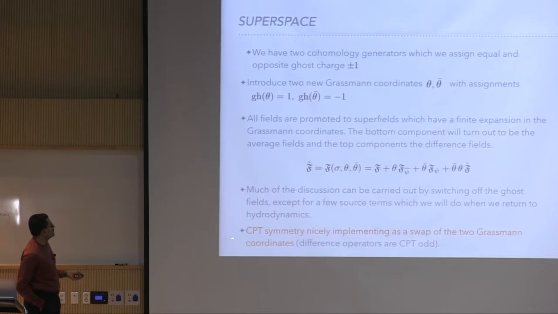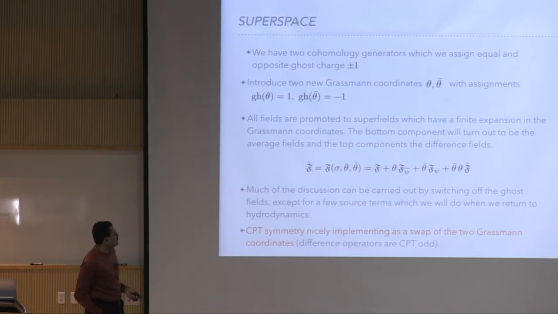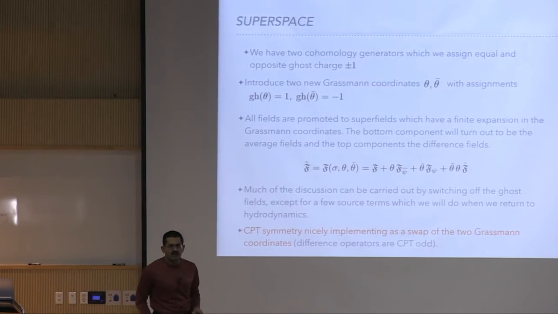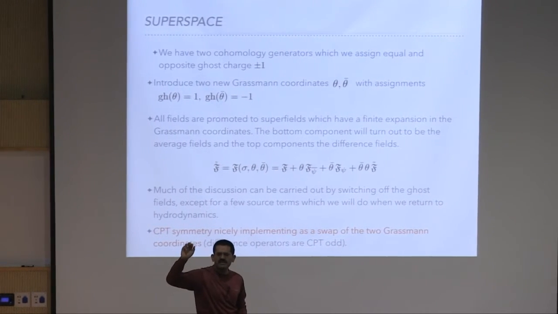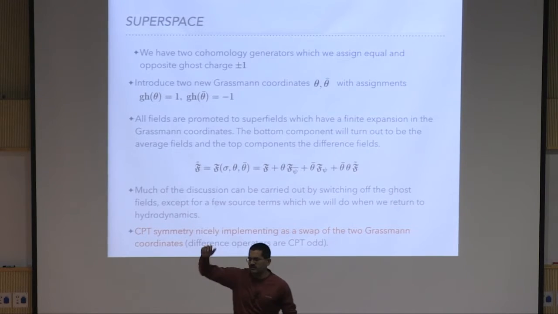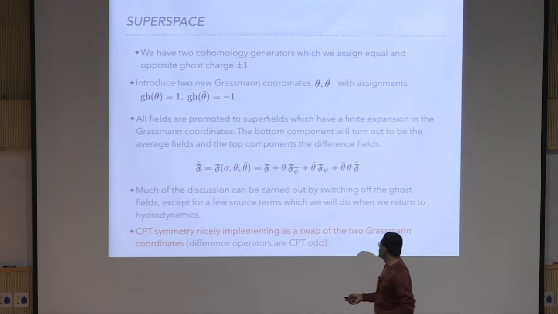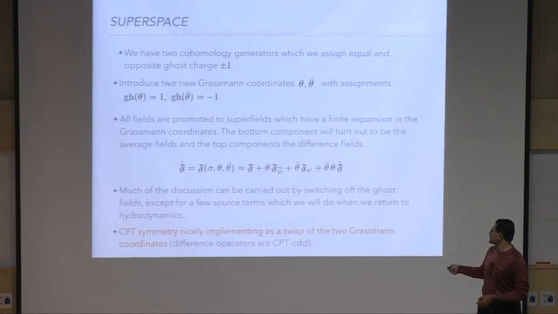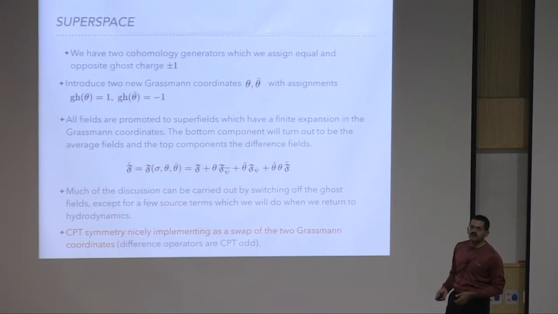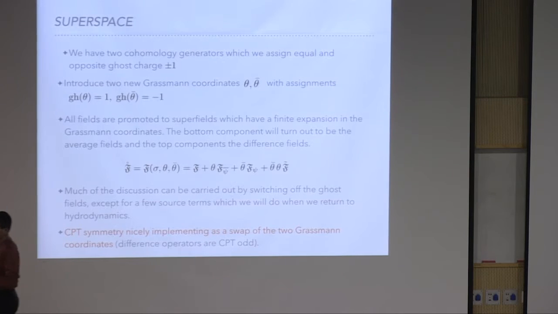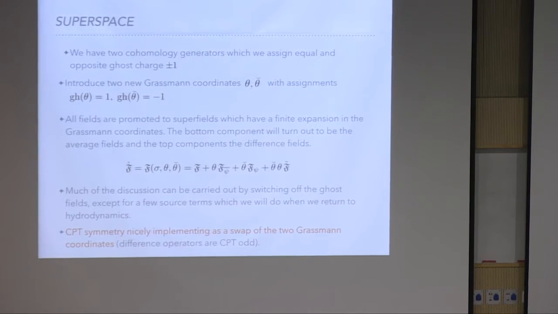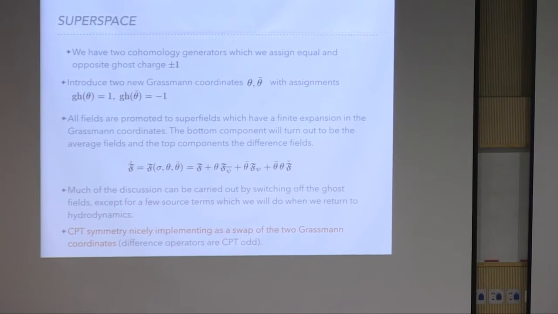One feature that I want to highlight, which we will use later, is that the difference fields are odd under CPT, because right and left get exchanged under CPT if you look at the Schwinger-Keldysh path integral. So you can implement CPT as an R parity by swapping the two Grassmann coordinates, theta goes to theta bar. And that will be helpful for some other things I want to say, perhaps tomorrow.